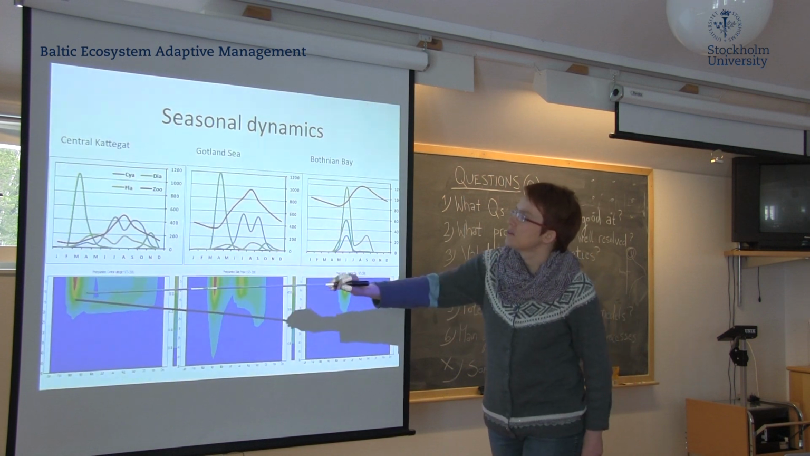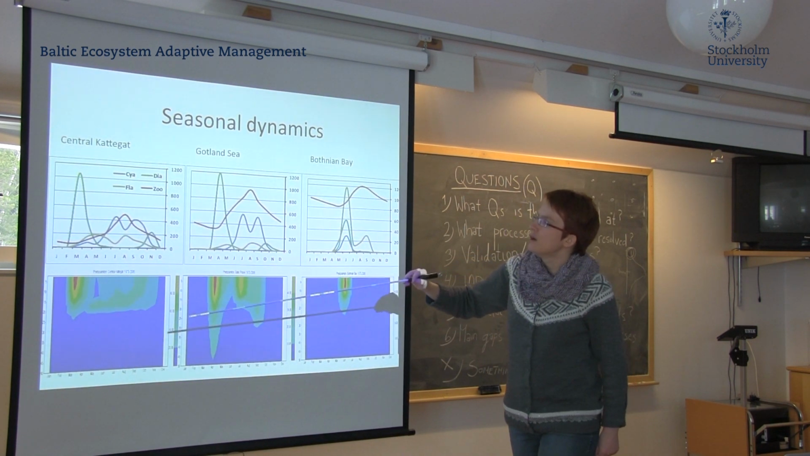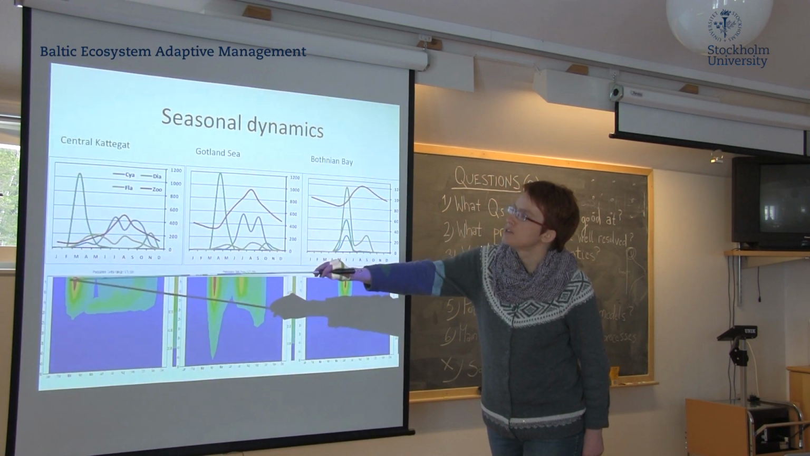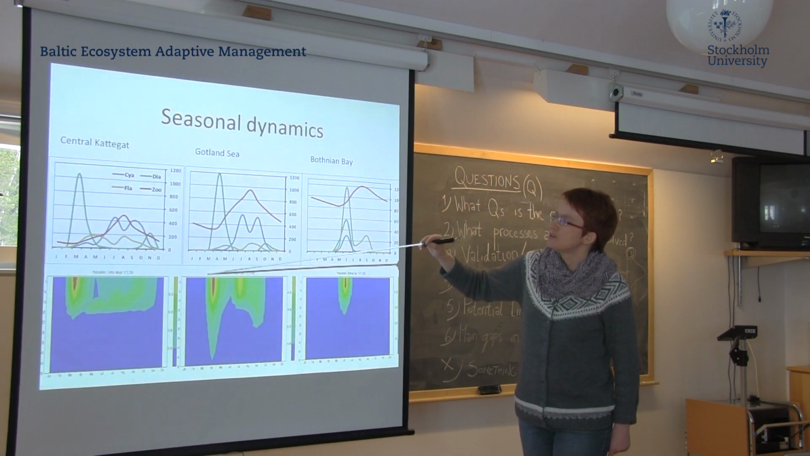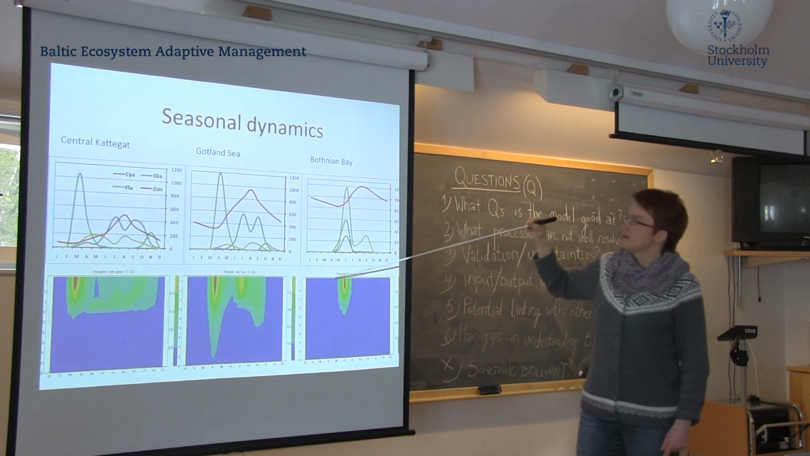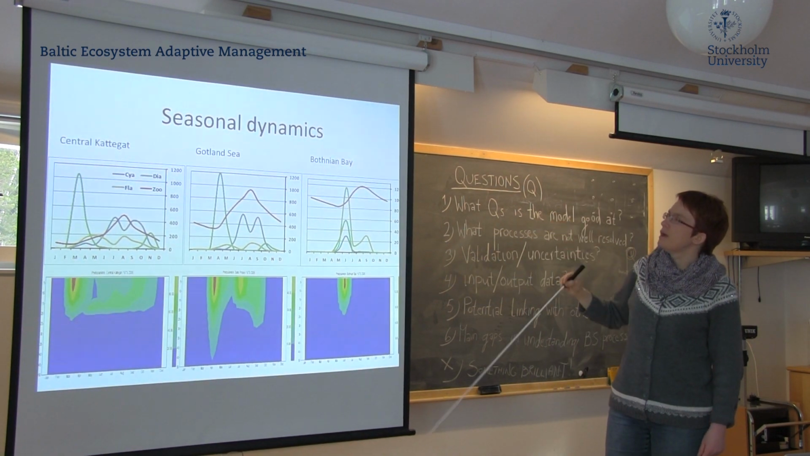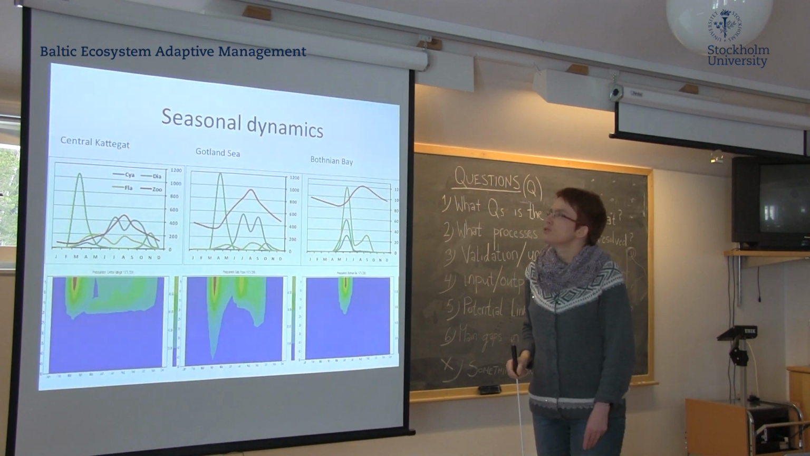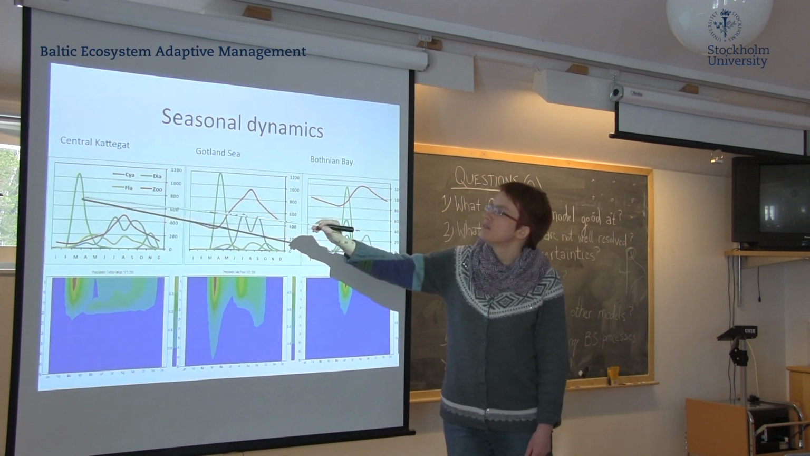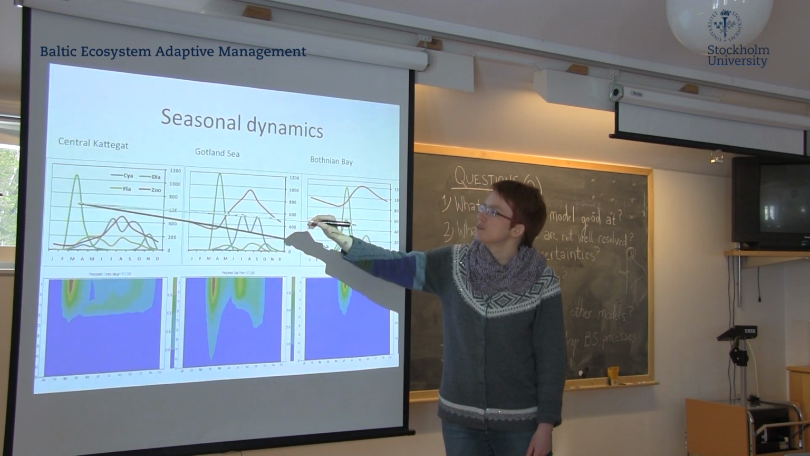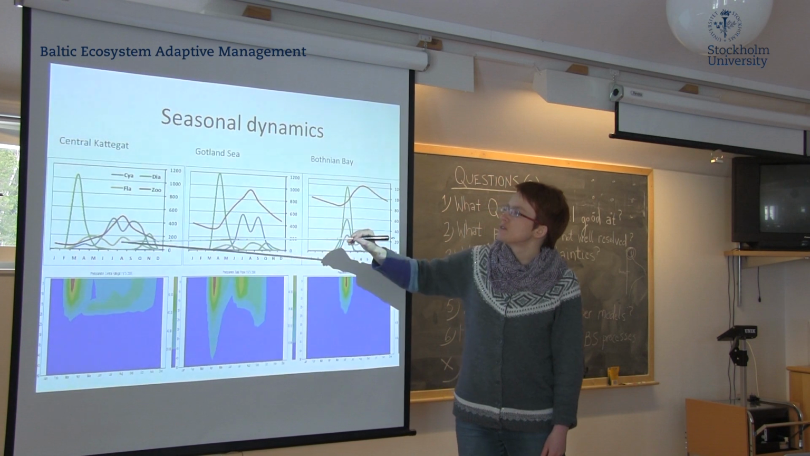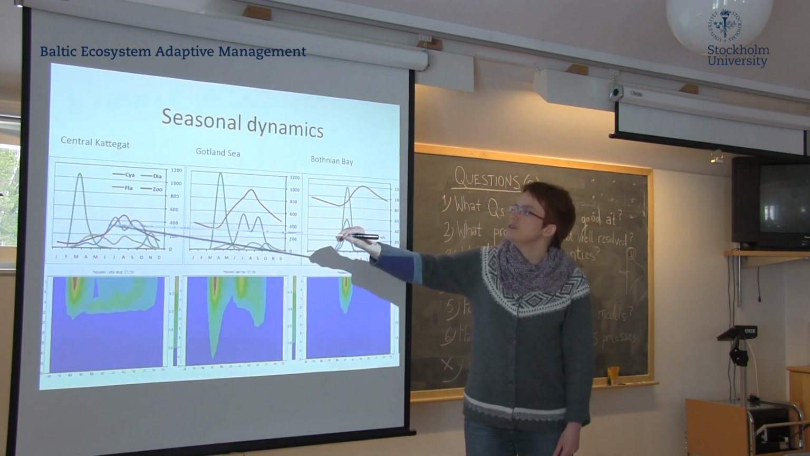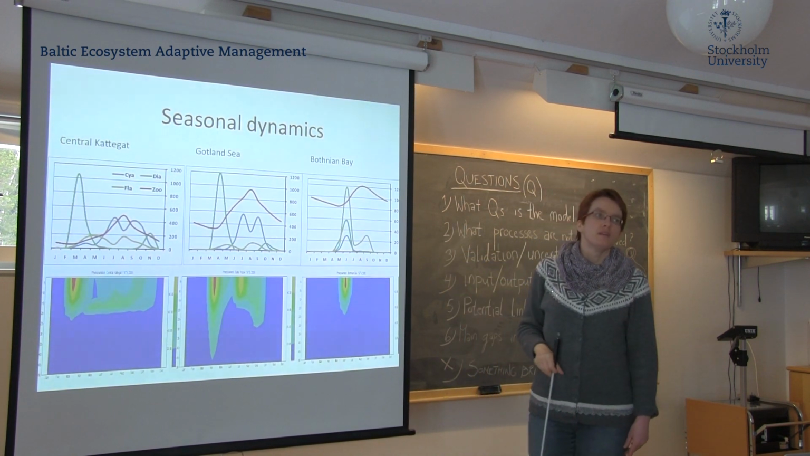And you can also see that, for example, your spring bloom shifts, basically appears somewhere in March in the Kattegat, it shifts to April in the Gotland Sea, and then something closer to summer in the Bothnian Bay. You can see that the magnitude of blooms is sort of right. And you can see that you have a succession from diatoms to the summer species, and you can also see that you have the zooplankton peak somewhere in the middle of the year. So that sort of looks alright.